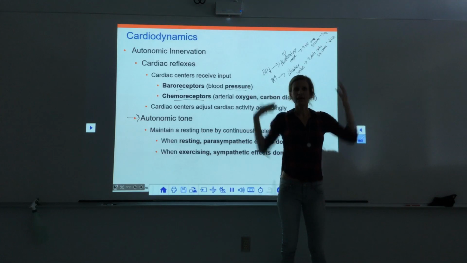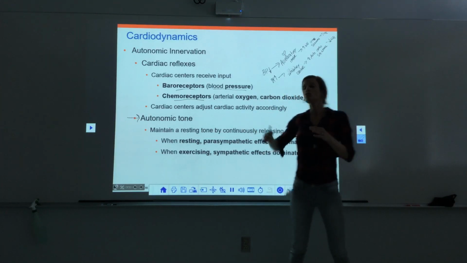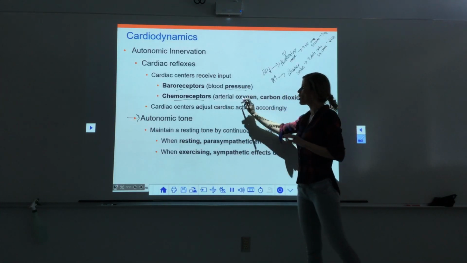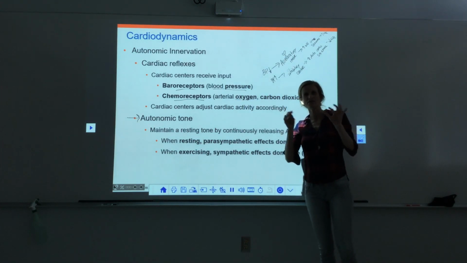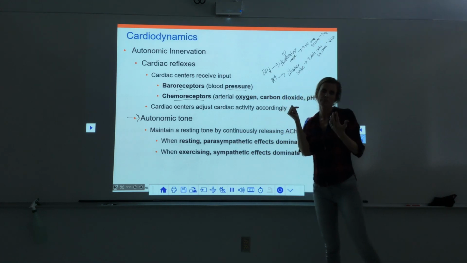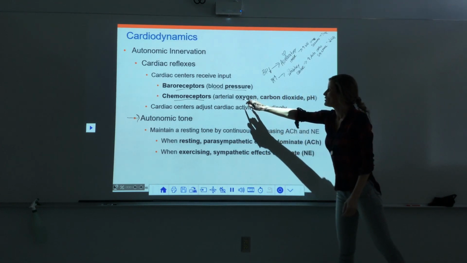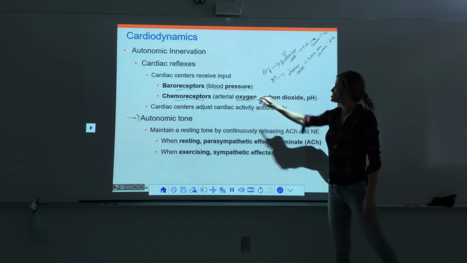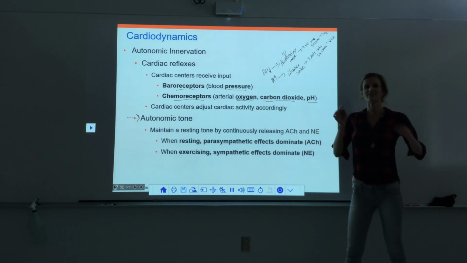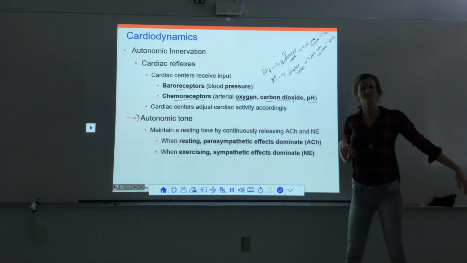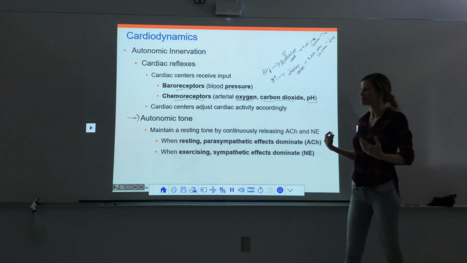Chemoreceptors sense chemical concentrations. So what chemoreceptors are sensing are the concentrations of oxygen in our arteries. We have these mostly right at the very beginning of the aorta and then also up in the brain as well. But we have them that sense the concentrations of oxygen, the concentration of carbon dioxide, and the pH. And it's kind of interesting. Again, we'll talk about this next chapter and when we do respiratory.